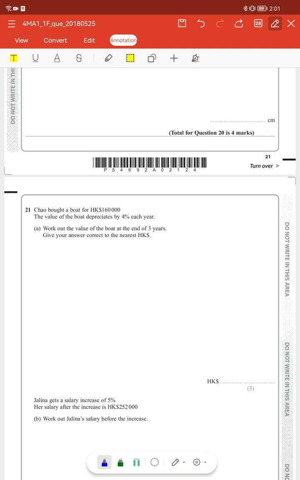The value depreciates by 4% each year. So remember, we're going to do 160,000 times 1 minus 4 over 100 to the power of 3. And that would give us 141,557.76, but it wants it to the nearest dollar, which would be that.